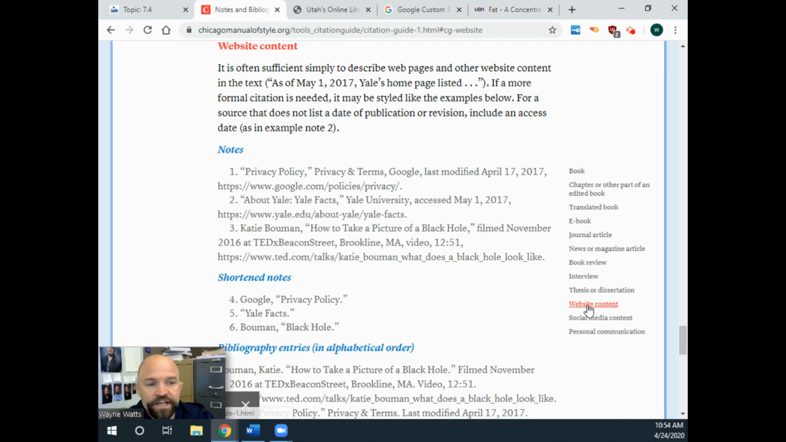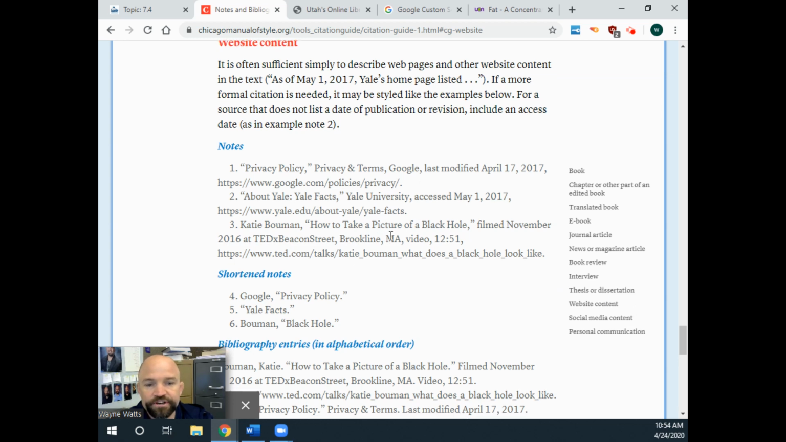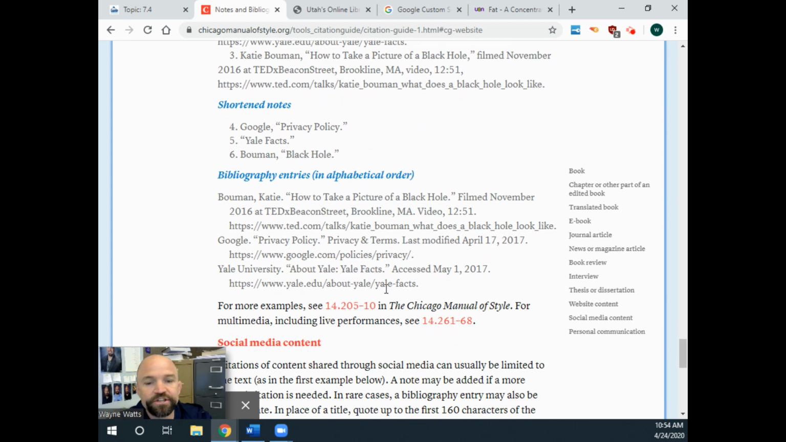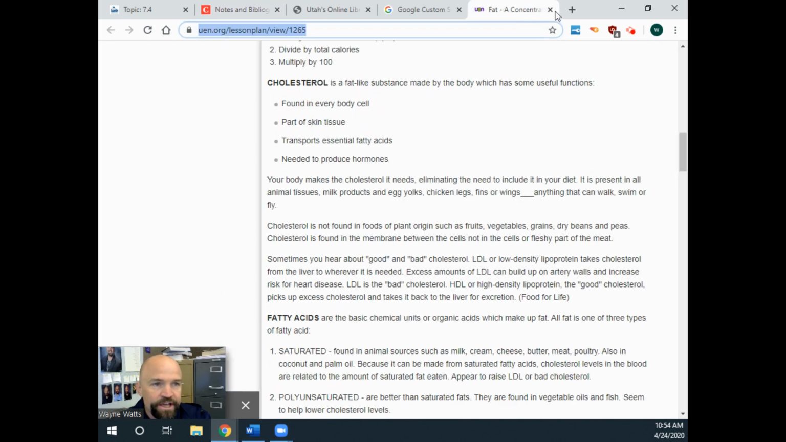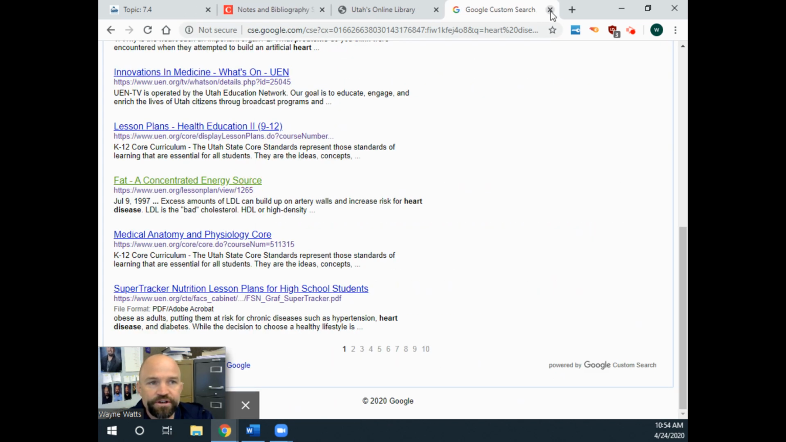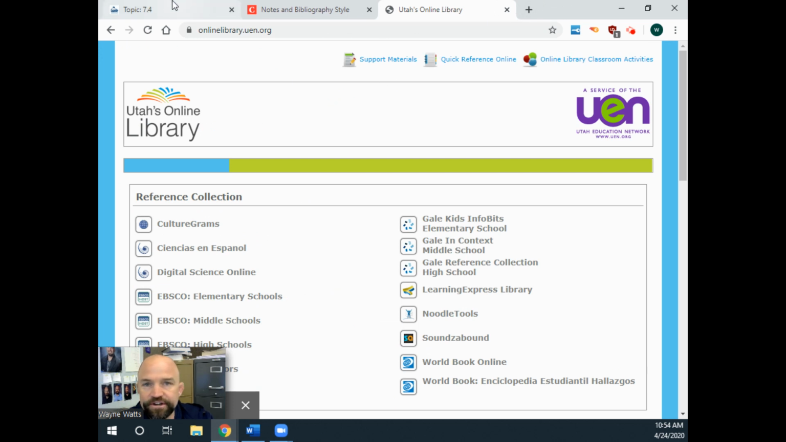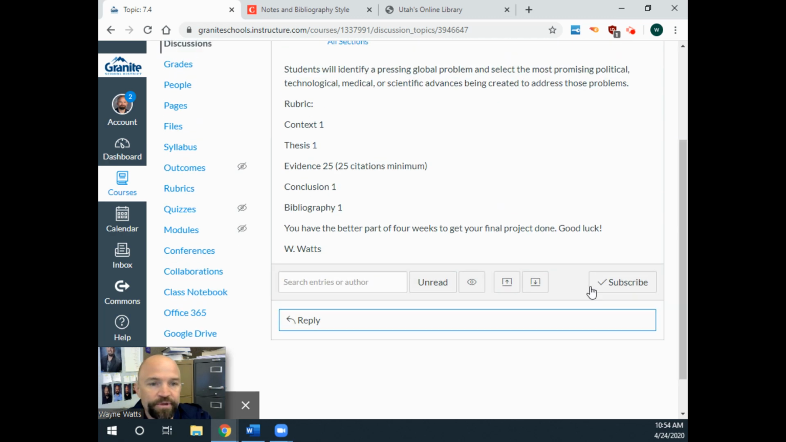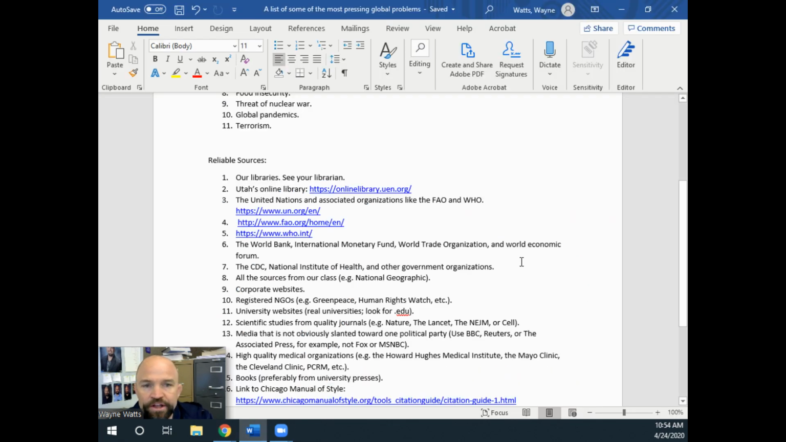Again, keep in mind, here's the Chicago Manual. If you were to use website content, this is how you would put it in your footnote, and this is how you would put it in your bibliography. Anyway, that's a potential way to go. Utah's online library is to be considered a reliable source, and anything that you find on here is to be considered good information. So other good, reliable sources. Now, your final project needs to come across as if it is from a global perspective and not simply from a perspective of the United States.